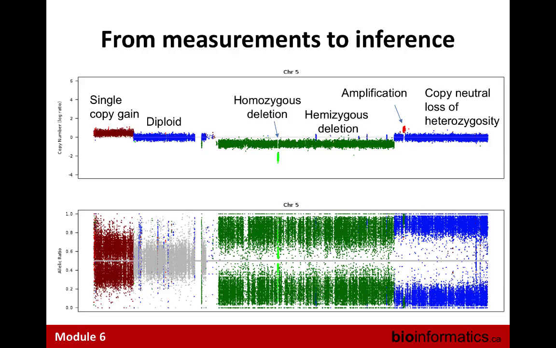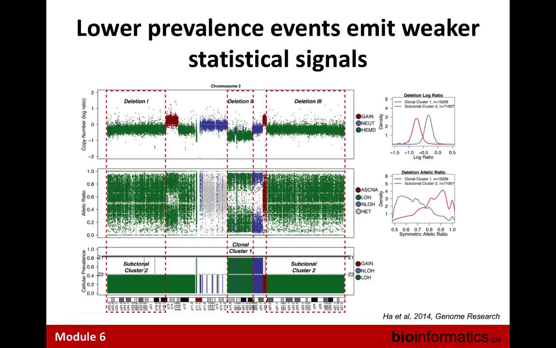Okay, so this is the slide I showed before, which shows the super clean example of the typical features we look for in a copy number analysis, right? Gains, single copy gains, amplifications, single copy, and homozygous losses. What this doesn't show us are subclonal events, which we know are prevalent in cancer genomes. And so how can we find those? They actually show up as weaker signals that are centered around non-integer copy numbers. So instead of going from 0 to minus 1 to minus 2, you'd go from 0 to minus 0.2.